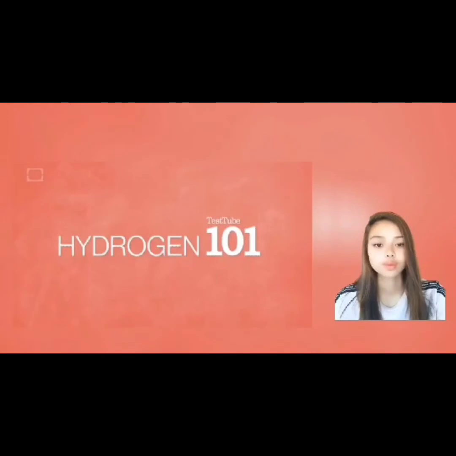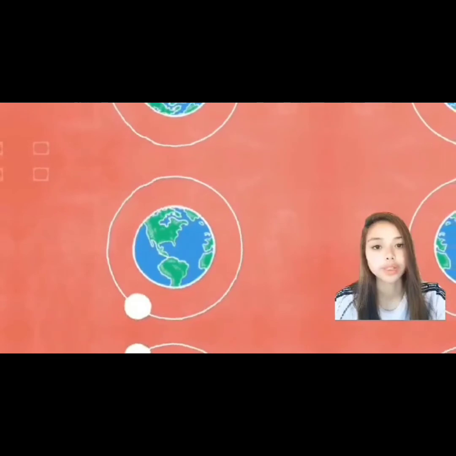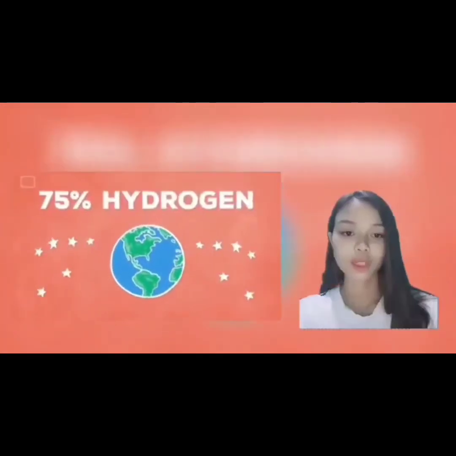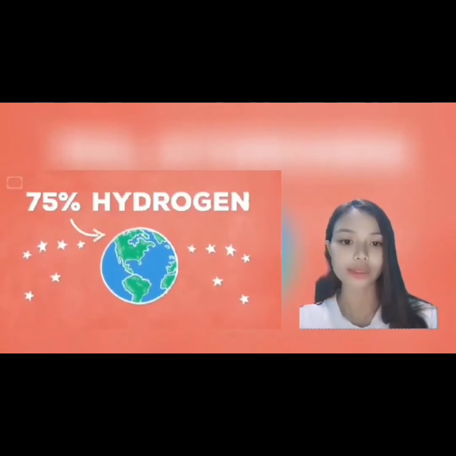Hydrogen is number 1. It's the first thing in the periodic table of elements. This is because it's the simplest element. It has only one proton. It's almost the most abundant element in the universe. Over 75% of the universe is made out of hydrogen. Almost every molecule in your body contains hydrogen.